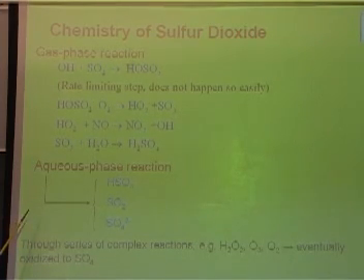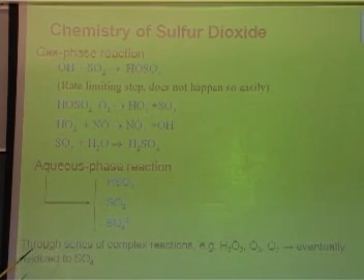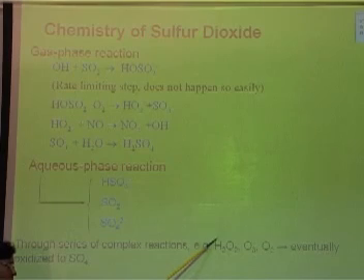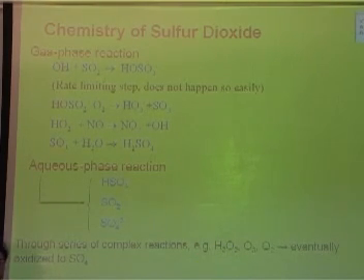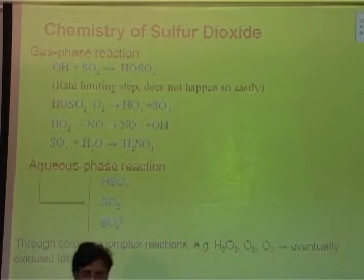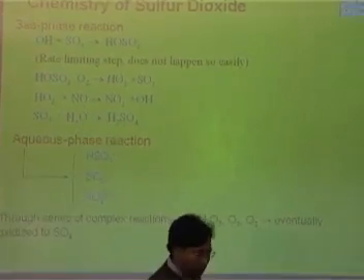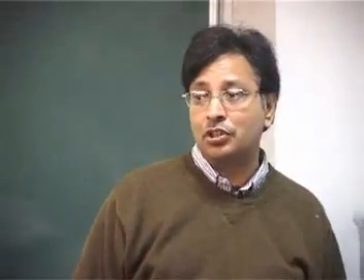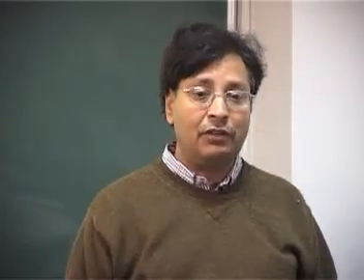But if you recall, we also gave the aqueous phase reactions of sulfur dioxide. I recall that we were also making hydrogen peroxide in the atmosphere. How did that happen? How was H2O2 formed? With the lots of HO2 that we are getting, HO2 can combine to produce H2O2, right?